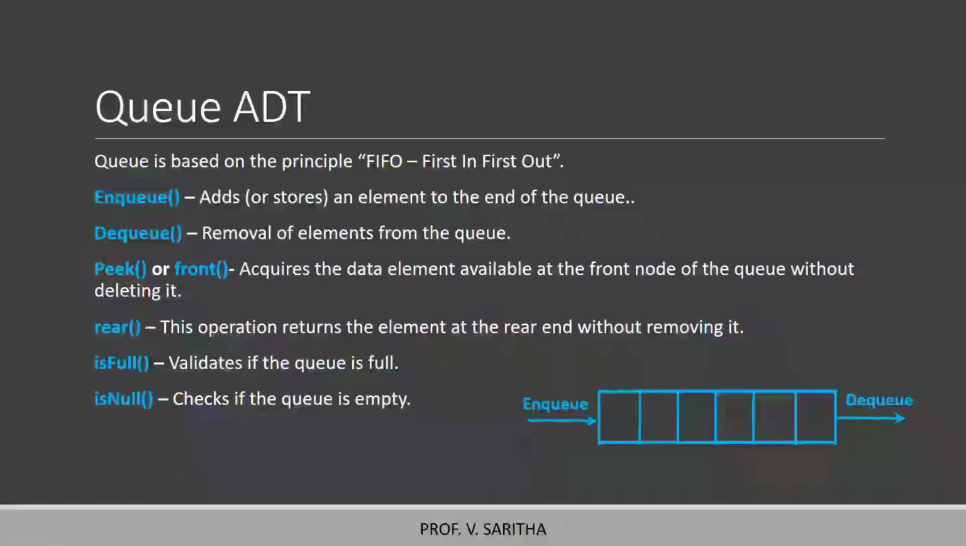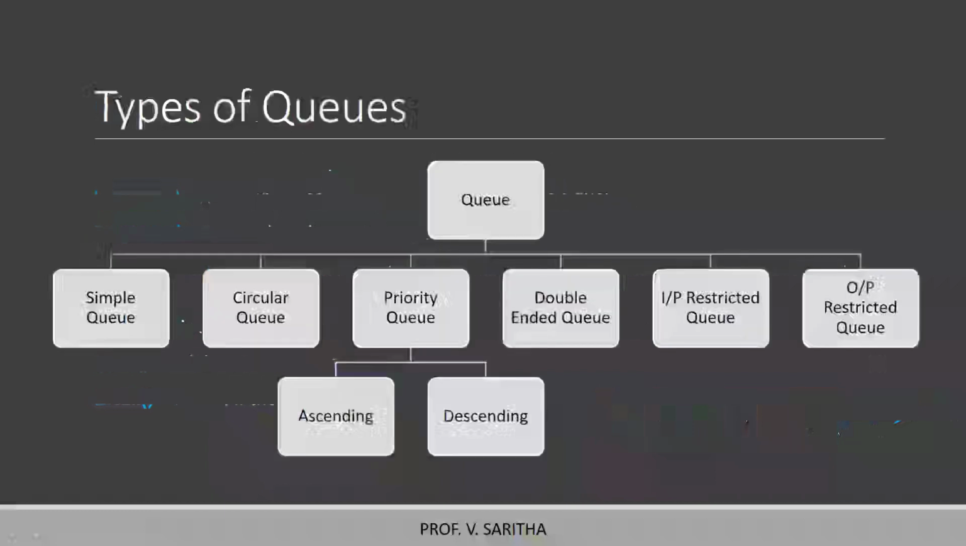Then isFull and isNull. Instead of going for isEmpty, we are going with isNull. If the queue is full, the isFull function returns true, otherwise it returns false. If it is null, then isNull returns true, otherwise false. Enqueuing means you are going to insert elements from this end, and you are going to delete the elements from this end. Okay, so this is the Queue ADT.